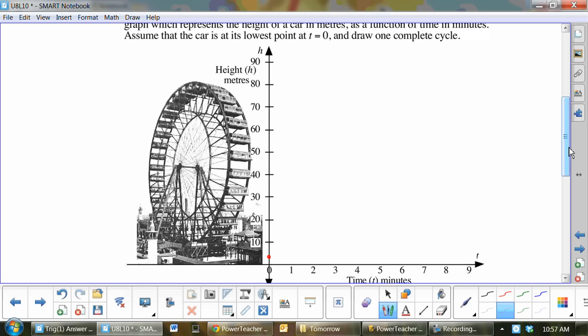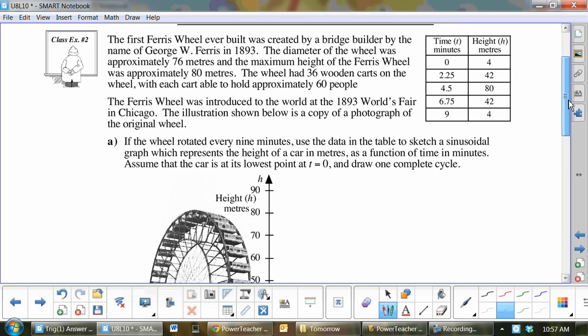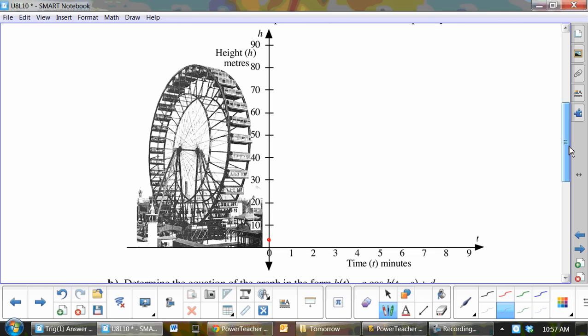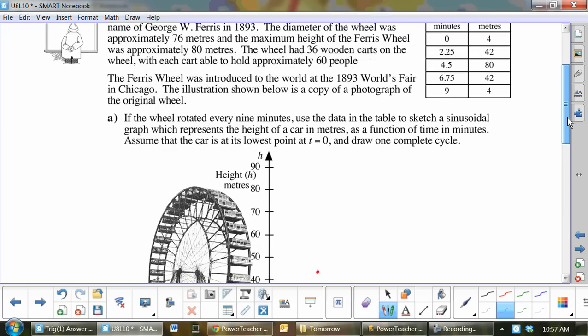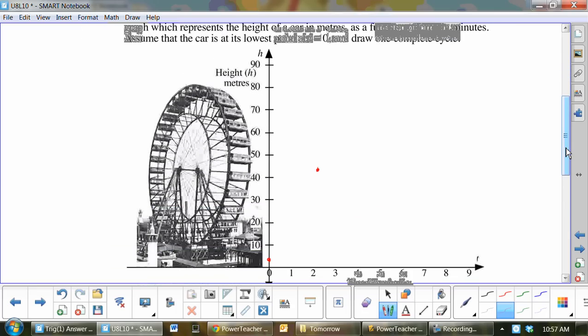Now, the next thing we're looking at is going to go along with 42 is 2.25. So at 2.25, come up and do 42. Next, 4.5 is 80 meters. So come up 4.5 and hit 80. Next, 6.75. You can just roughly do it. It doesn't have a 6.75, but it's closer to 7, right? Or 42 again. And then 9 seconds, back to 4.